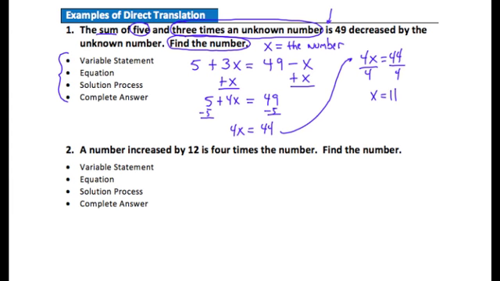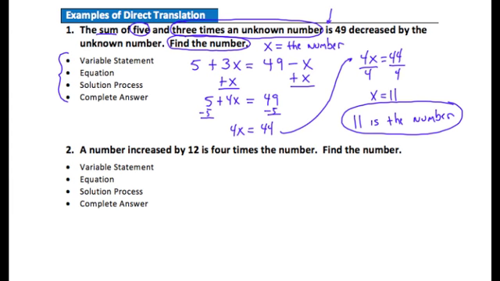And we want to go one more step now and answer the question. In this case, it's not a very exciting thing. Find the number. Well, we just want to say 11 is the number to make sure we answer the question. We were not asked to find x in this problem. We were asked to find the number, so we want to make sure that we identify 11 is that number.